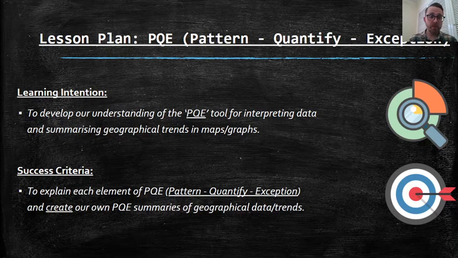This lesson we are looking at developing our understanding of the PQE tool for interpreting data and summarizing geographical trends in maps and graphs. One of the most important skills you can have in geography is being able to interpret visual representations of geography. So a map or a graph or even an image of an environment, you need to be able to look at that and tell me, what does it mean? Why is it important? And how am I going to explain it?